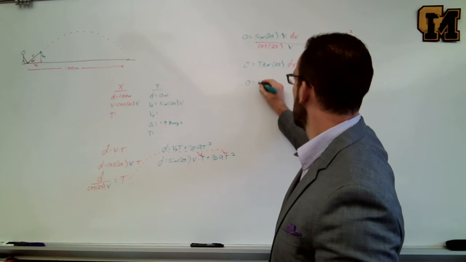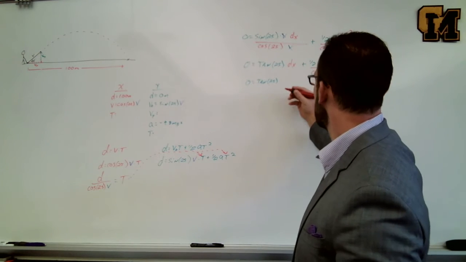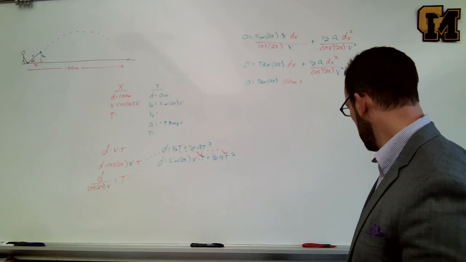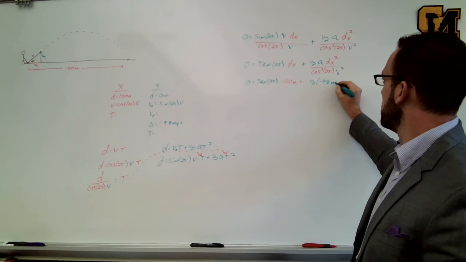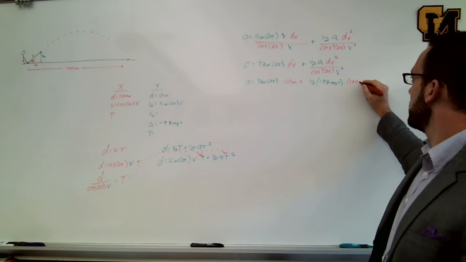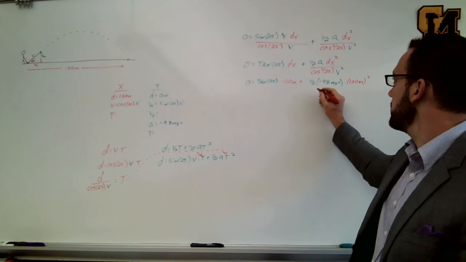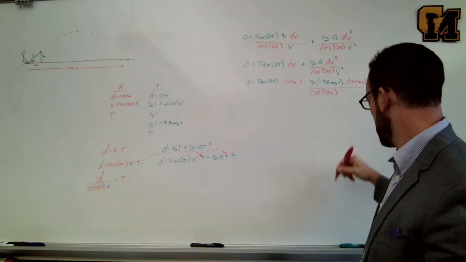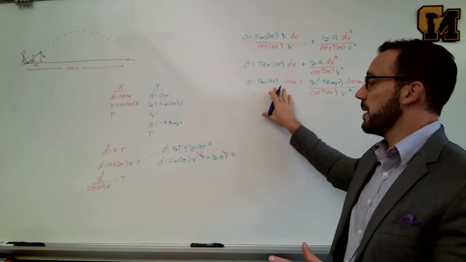So here's 0 equals tangent of 25 degrees. D in the x is 100 meters plus, I'm going to do this fraction, 1/2, a is negative 9.8 meters per second squared, and d in the x would be 100 meters. That also gets squared. Make sure you don't lose your squareds here. You're going to get some very weird answers. Divided by the cosine squared 25 times v squared.